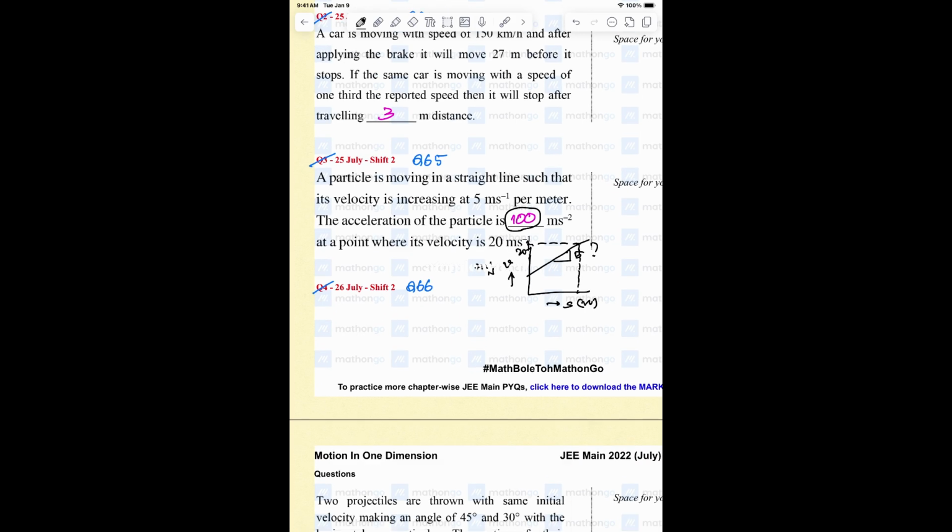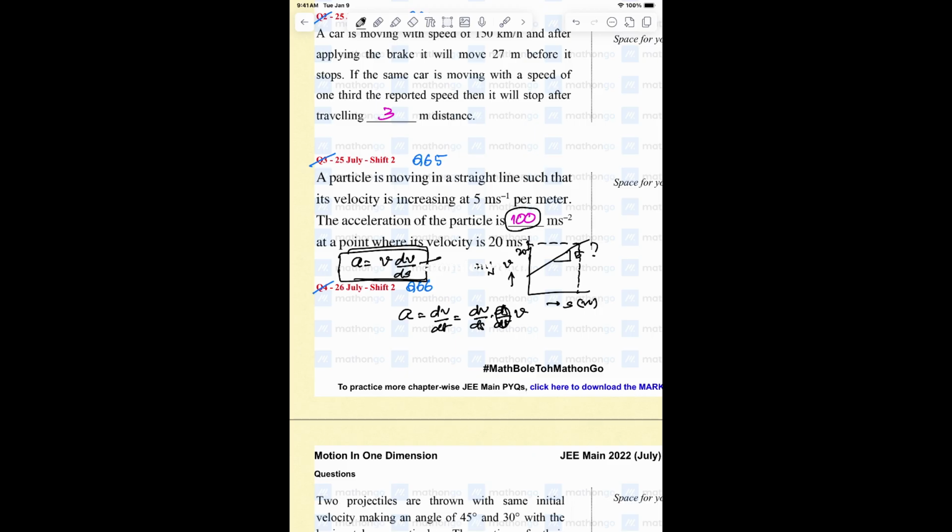This is nothing but the acceleration formula. We can use it as v dv by ds. How did we get the formula? Acceleration is given by dv by dt, which can be written as dv by ds times ds by dt, where ds by dt can be replaced with v. Therefore, v dv by ds is the acceleration formula. One more type of formula.